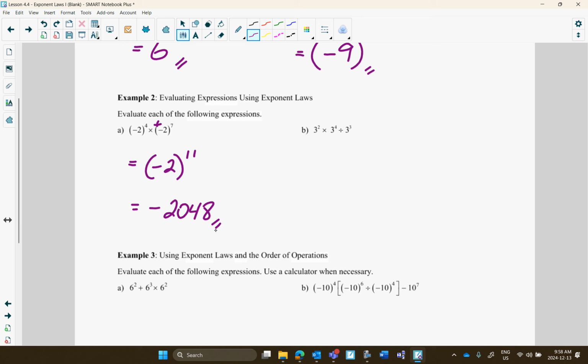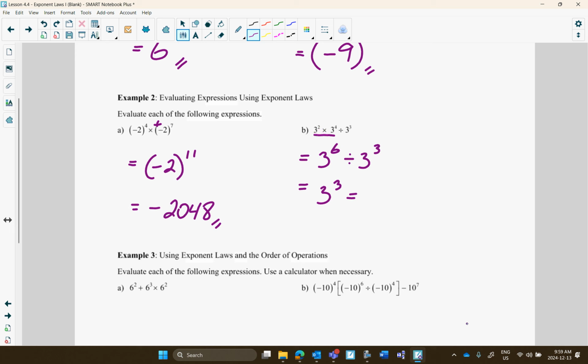Now look at this one. We're timesing the first two, which means what do we do with the exponents? So this is the same as 3 to the 6th. But I still have to divide 3 to the 3rd. Well, I can use another exponent law, the division one. What's an easier way to say this? 3 to the 3, because that's subtract. And then 3 times 3 times 3.